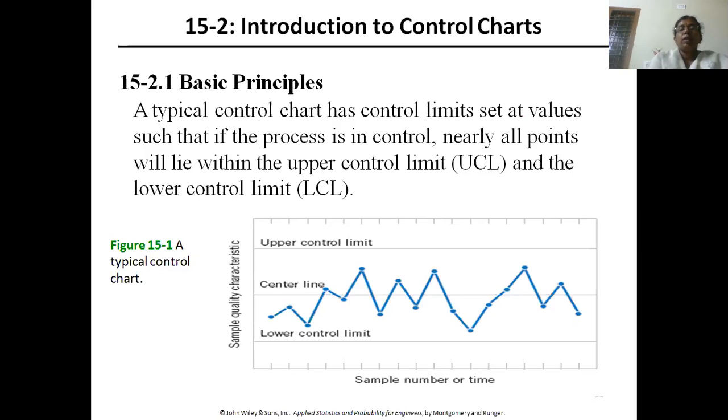So this is a typical control chart. It has control limits: upper control limit, central line and lower control limit. Upper control limit is abbreviated as UCL, central line as CL, and lower control limit as LCL. A typical control chart has control limits set at values such that if the process is in control, all the points lie within these 3 lines, and then the process is said to be under control. If any one of the points falls outside these 2 limits, upper control limit and lower control limit, then we say that the process is not under control.